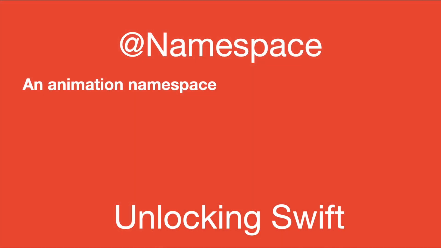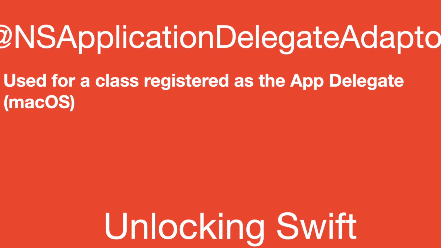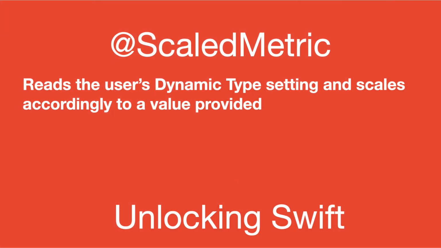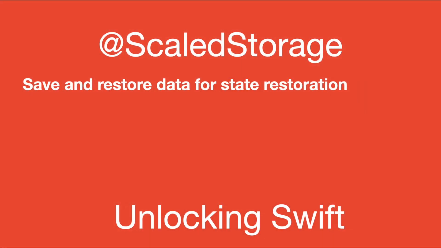@GestureState stores the values associated with the gesture that is currently in progress. @Namespace is an animation namespace to match with geometry effects. @NSApplicationDelegateAdaptor creates and registers a class as the AppDelegate for a macOS app. @ScaledMetric is used for dynamic type. @SceneStorage saves and restores data for state restoration.